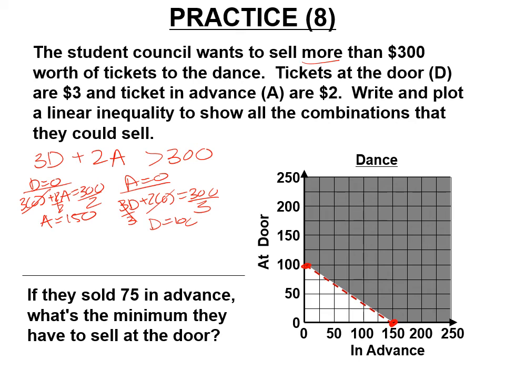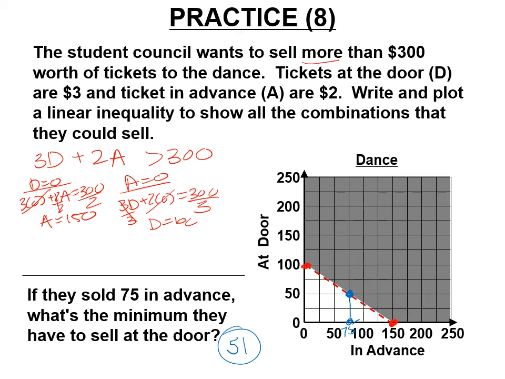If they sold 75 in advance, that would be right there, halfway between 50 and 100. What's the minimum they have to sell at the door? Well, it looks like 50. You can't sell half a ticket, right? It looks like 51 would be the minimum, because if you sell 50, you'd get exactly $300, but we want to sell more than that.